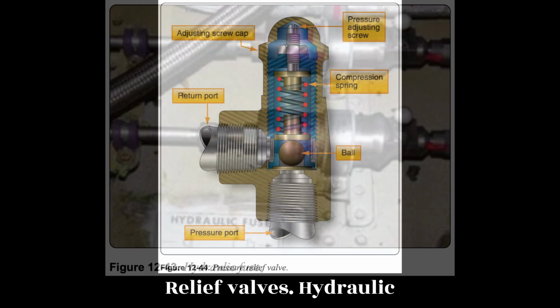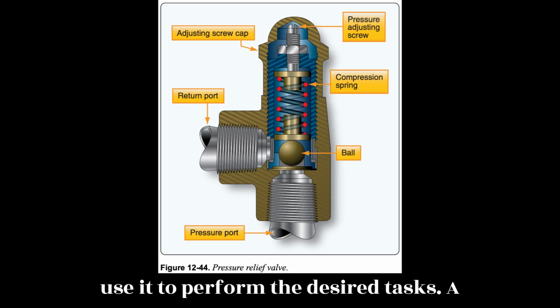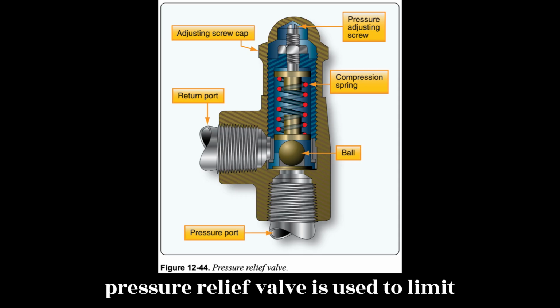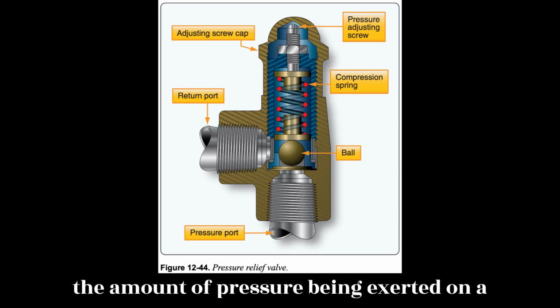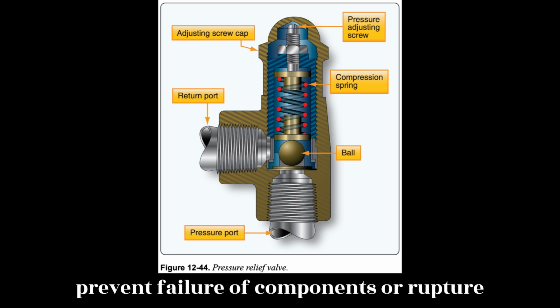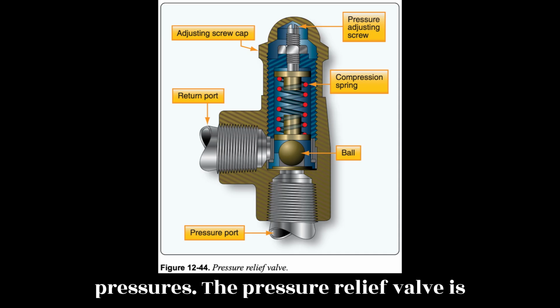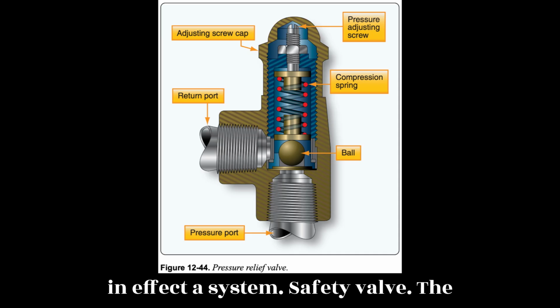Relief valves. Hydraulic pressure must be regulated in order to use it to perform the desired tasks. A pressure relief valve is used to limit the amount of pressure being exerted on a confined liquid. This is necessary to prevent failure of components or rupture of hydraulic lines under excessive pressures. The pressure relief valve is, in effect, a system safety valve.